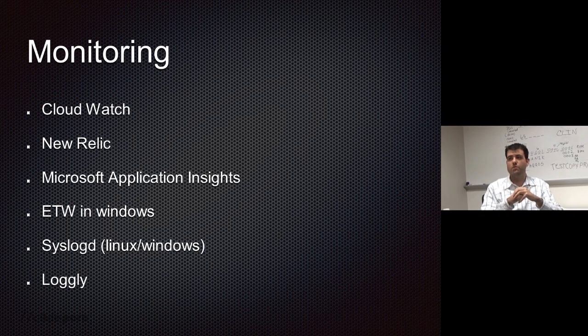You can use ETW in Windows directly, or you can use something like syslog and output it to something like Loggly. Loggly is a syslog as a service kind of system, to where you can actually look through your event log, or through the syslog messages that you send from your servers or your applications, and get information about it.